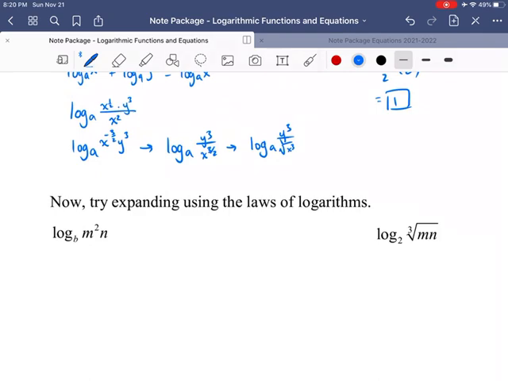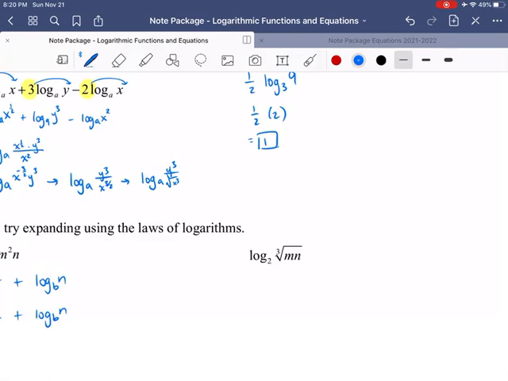Now try expanding using the laws of logarithms. Well, m squared is being multiplied by n, so the first thing we could do is split up m squared and add that to log b of n. And then you could bring the 2 down and we get 2 log b of m plus log b of n.